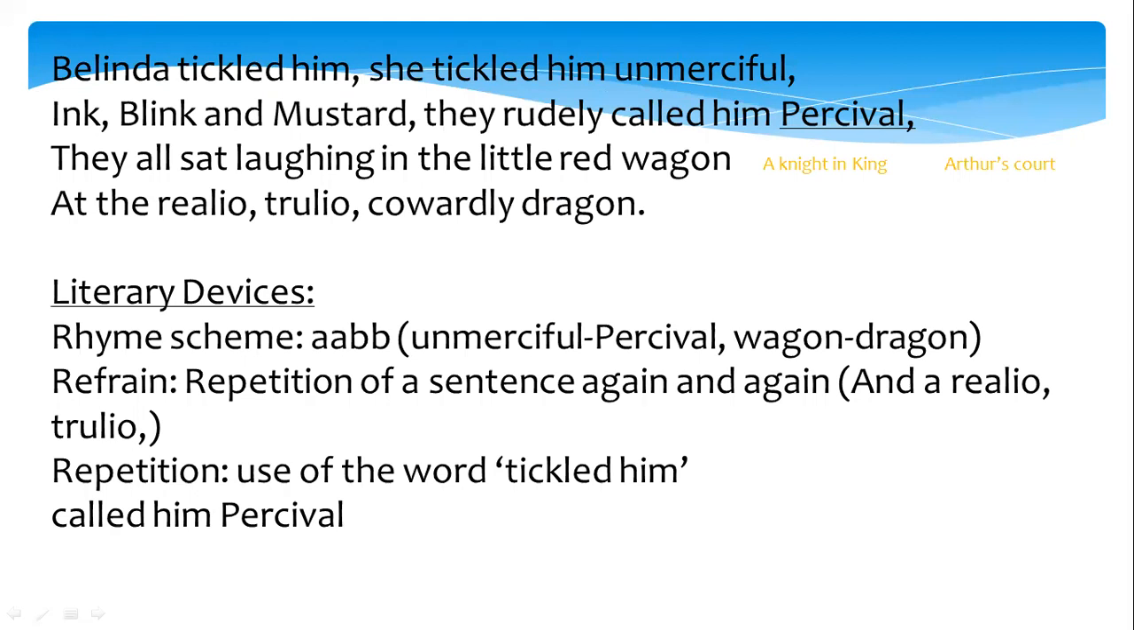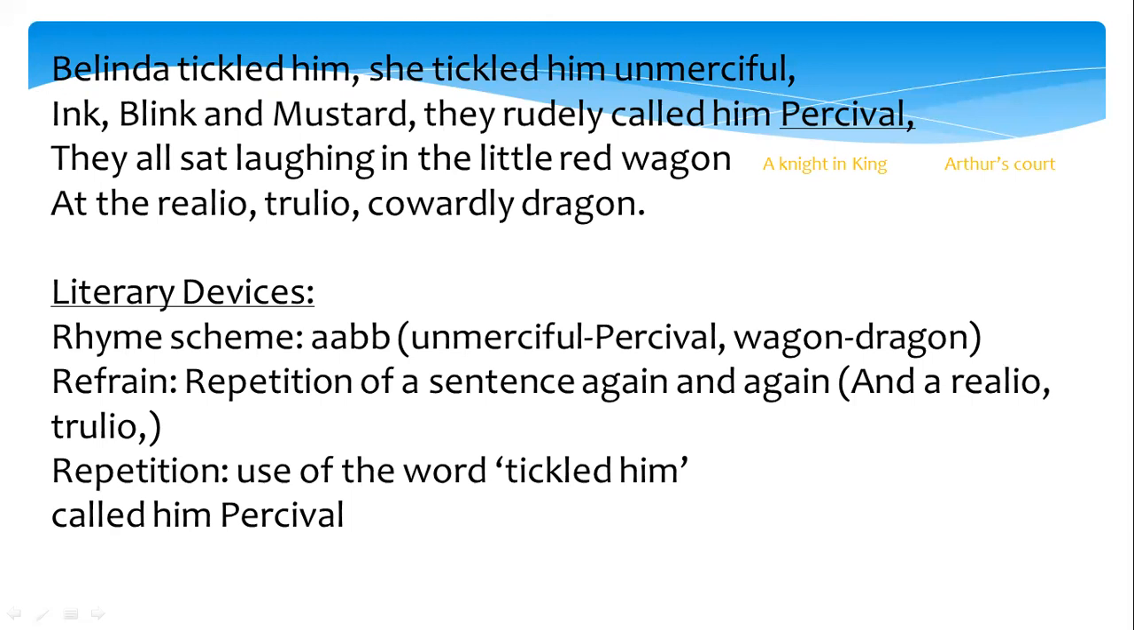Belinda tickled him. She tickled him unmerciful. Ink, Blink, Mustard, they rudely called him Percival. They all sat laughing in the little red wagon at the Really Truly cowardly dragon.